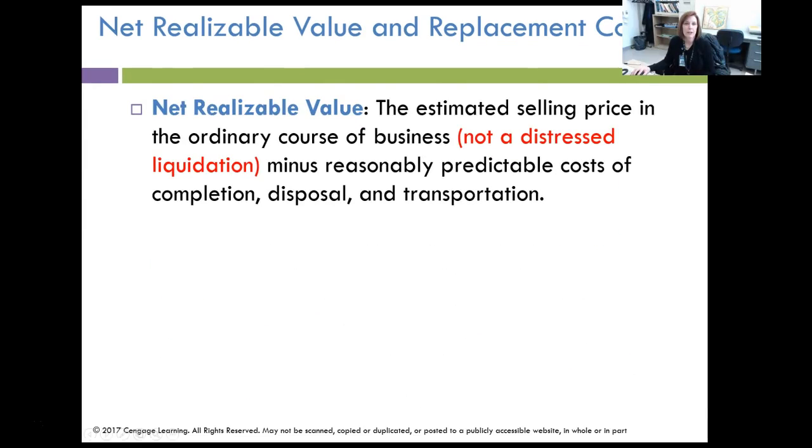So we're going to look at a couple of definitions before we dive into this. And the first is the net realizable value. The net realizable value anticipates a selling price in the ordinary course of business, not a distressed liquidation type price, even though this entire method is premised upon the fact that inventory costs are declining. We're going to assume still an ordinary course of business. We're then going to subtract from that the predictable costs of completing the item, disposing of the item, or transporting the item, I guess I could say.